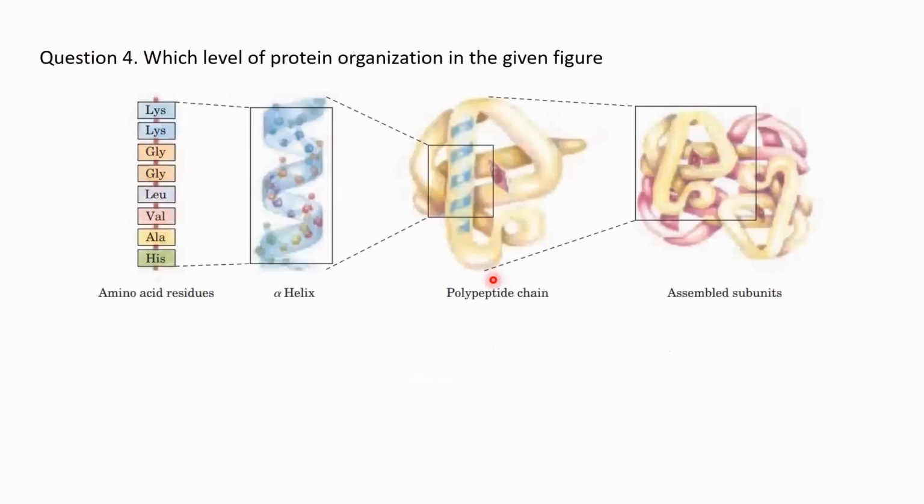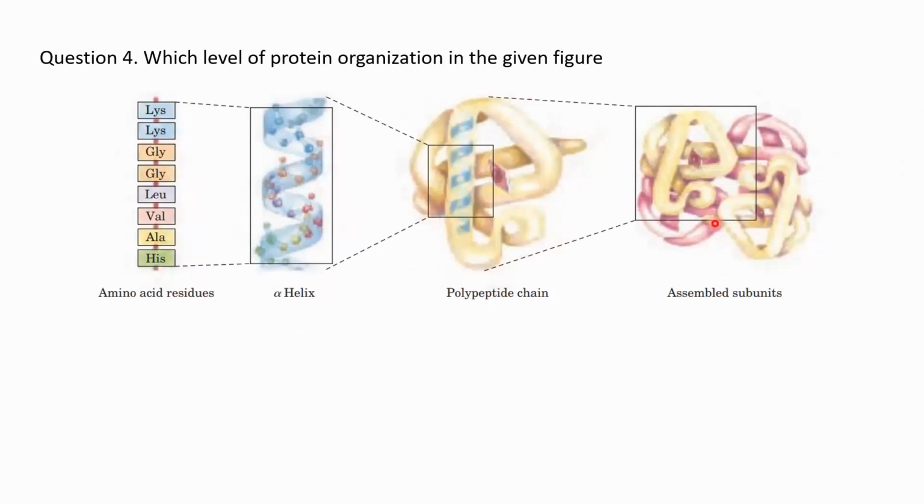This is again based on the level of protein organization. We have to tell which level of protein organization is in the given figure. The first one shows just the chain of amino acids. The second one shows the alpha helix formation. The third one is a polypeptide chain which has acquired a particular configuration.